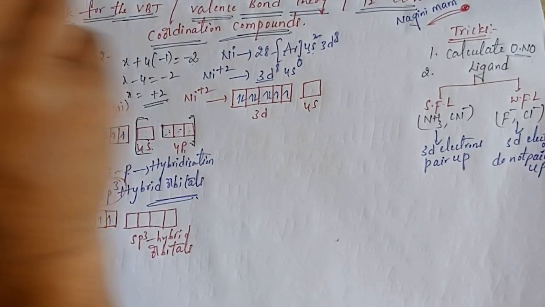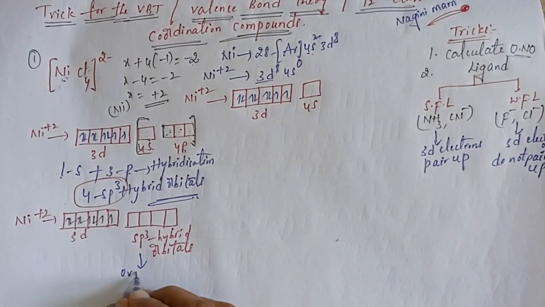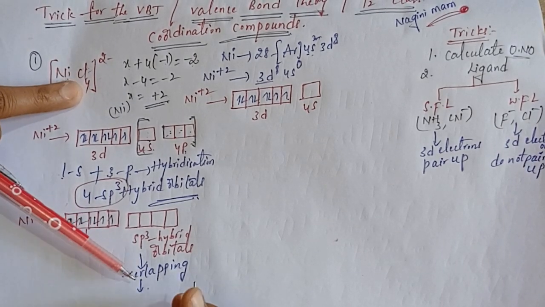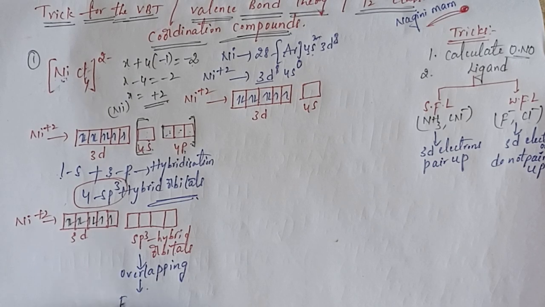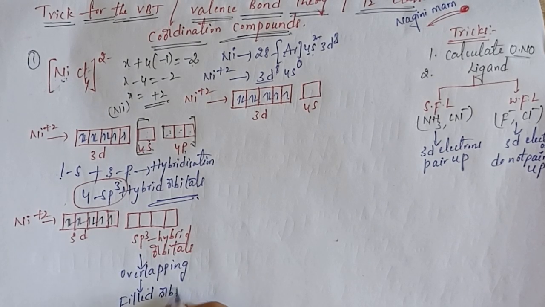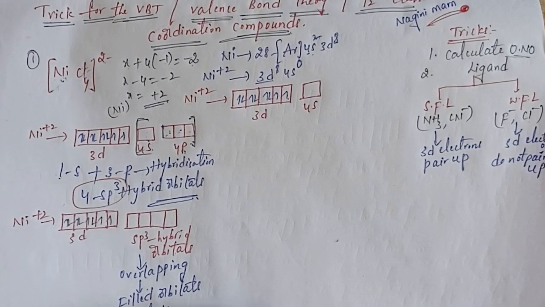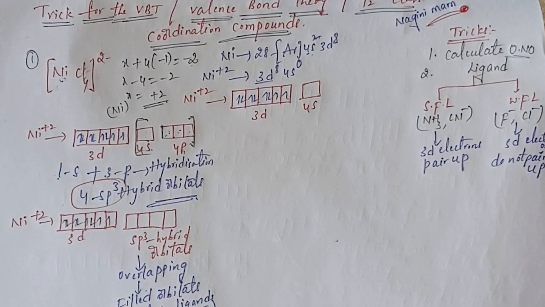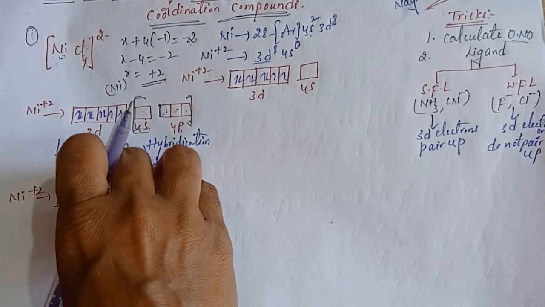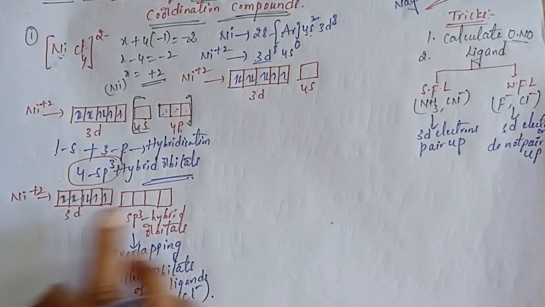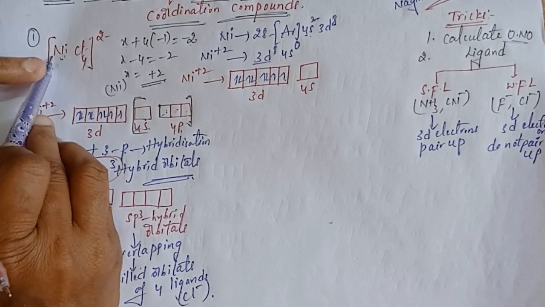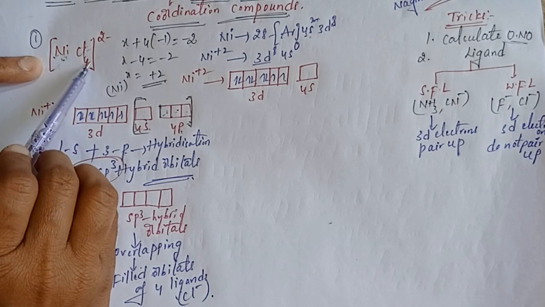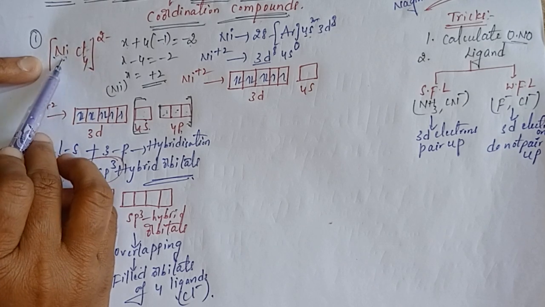Now these sp3 hybrid orbitals are undergoing overlapping, students. Overlapping with which, students? Overlapping with the filled orbitals of 4 chloride, the filled orbitals of 4 ligands. Which ligands, students? Cl minus. 4 ligands Cl minus. Are you clear? So which orbitals are these? Nickel orbitals, hybridized orbitals. These nickel orbitals are undergoing overlapping with the 4 filled orbitals of chloride. Now these 4 chlorides are donating the 4 pairs to the central metal atom.